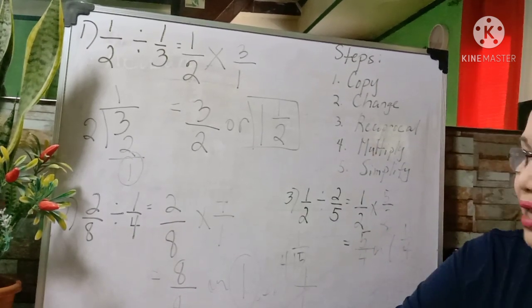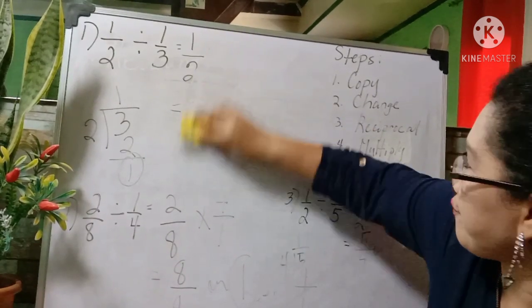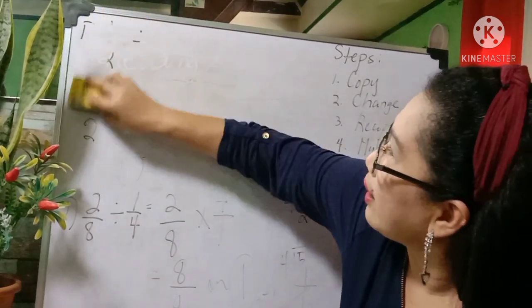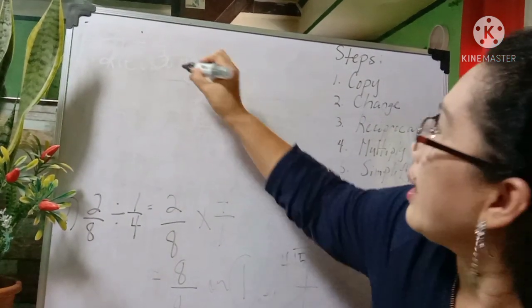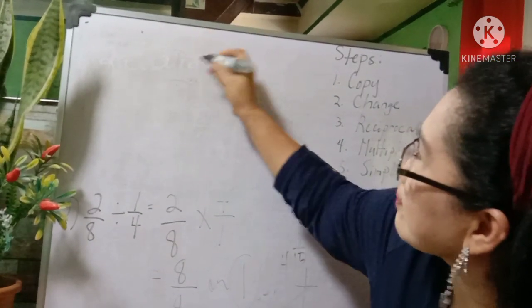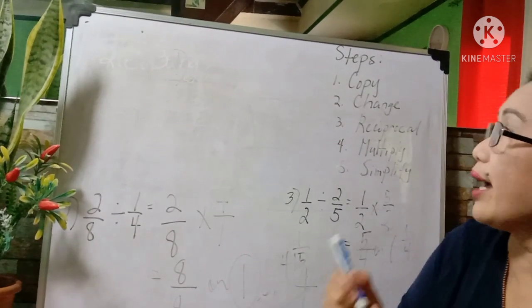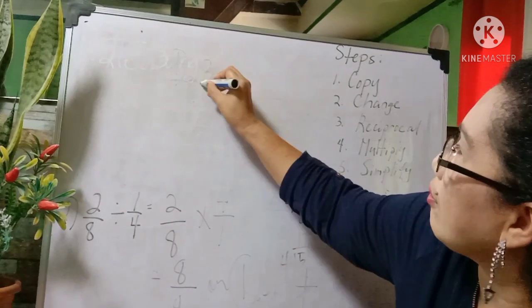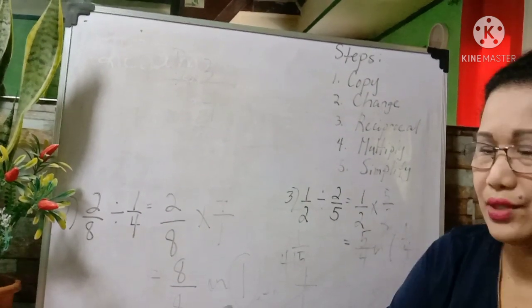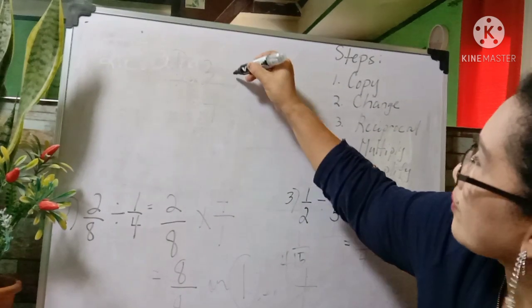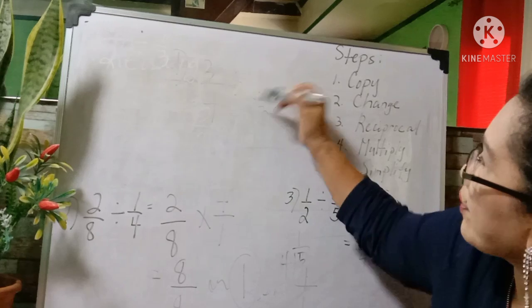Okay? So, I have to give you another example. For number 4, guys, what you are going to do is divide 3 over 4 by 1 third. So, 3 over 4 divided by 1 third.